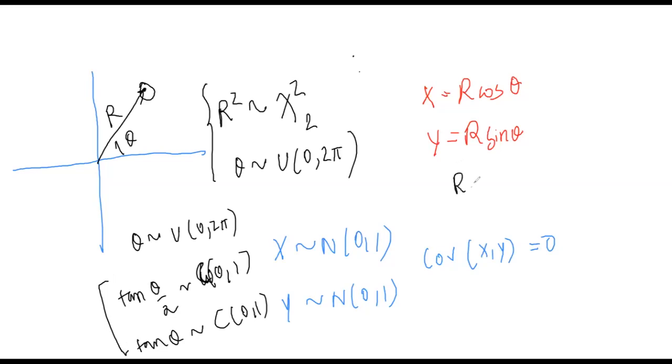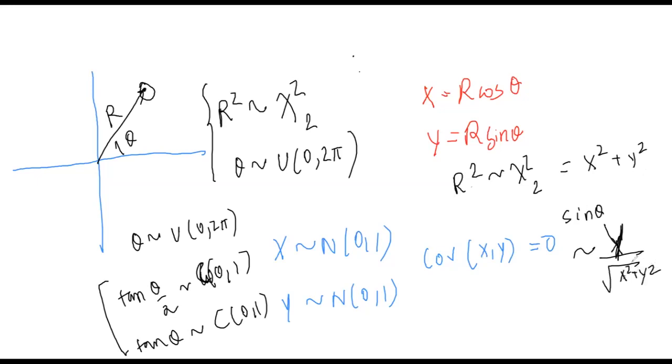Also R square is chi square 2, and we can divide it into the sum of two squares, x square plus y square, where both of them follow normal 0, 1. Now we can show that sine theta is similarly distributed as y by root over x square plus y square. It's a very beautiful property. This is what we are going to establish now, but we will be using Jacobian.